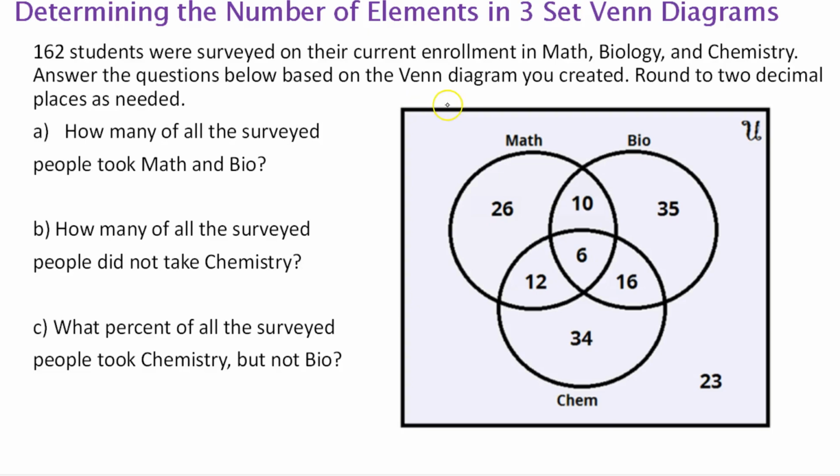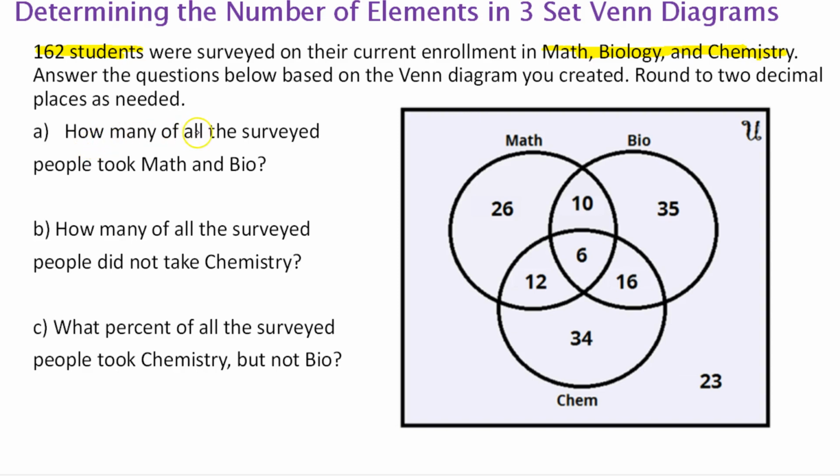In this video, we're going to use the Venn diagram we created in the last video to answer some questions. Just as a reminder, there were 162 students. They were surveyed on their enrollment in math, biology, and chemistry. We created this Venn diagram, and now we're going to answer some questions, rounding any results to 2 decimal places. So let's look at the first one.